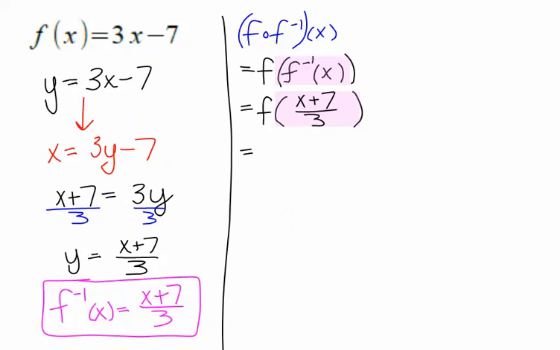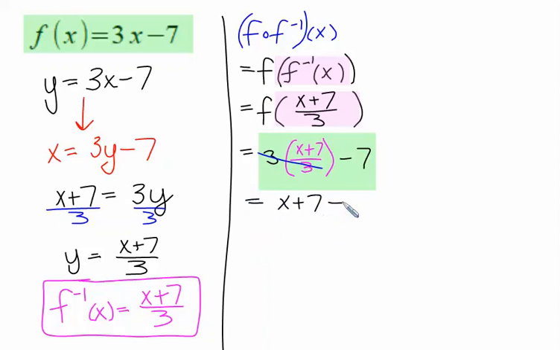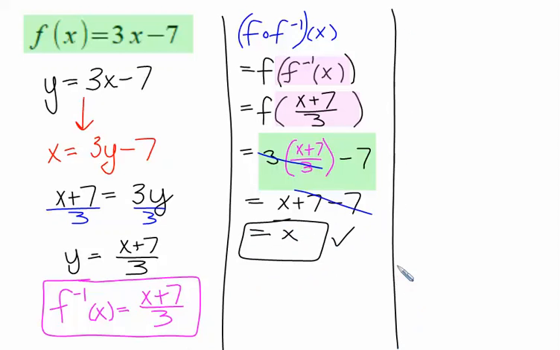And this is where the function composition comes into play. Because now, in the original function f, wherever we see an x, we're going to replace it with x plus 7 all over 3. Make sure you cancel things correctly. The first thing that cancels in this problem would be the 3's right here. So we get x plus 7 minus 7. And then the next things to cancel would be the 7's. And that just turns out equal to x. That's what we need to have happen to verify that they are inverses.